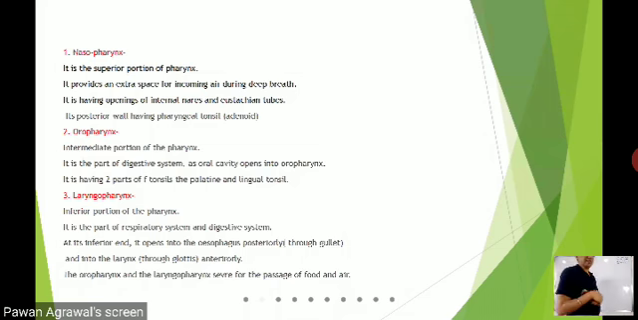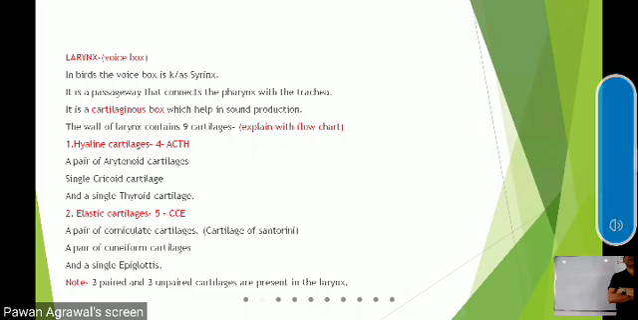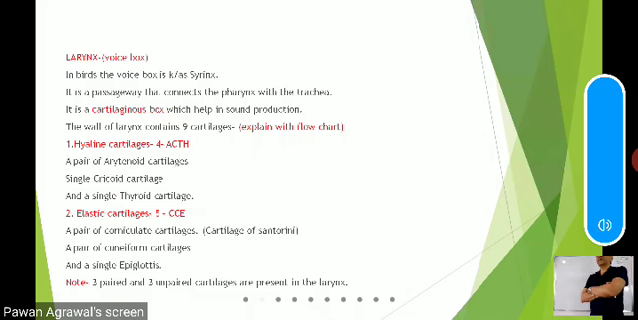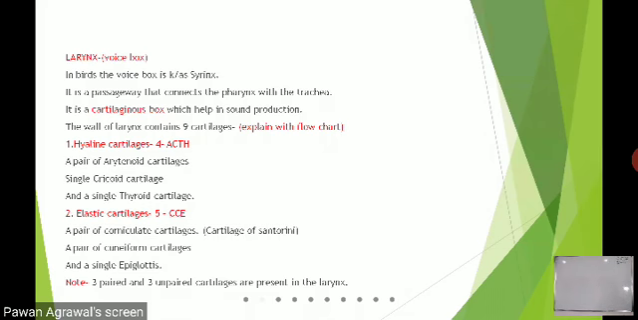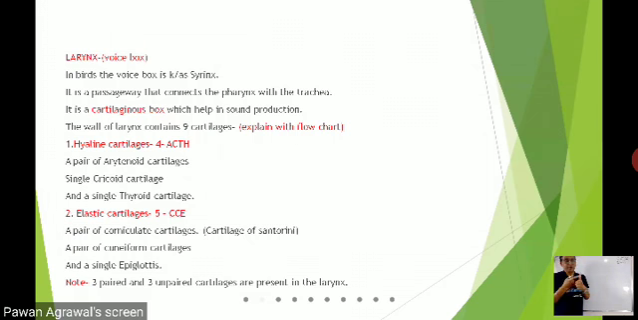Larynx, we have discussed, in birds is known as the syrinx. It is related with the production of sound. Larynx consists of 9 cartilages, of 2 types: hyaline cartilage and elastic cartilage. In the hyaline cartilage: a pair of arytenoid, one cricoid, one thyroid. Then in the elastic cartilage: two corniculate, two cuneiform, one epiglottis.